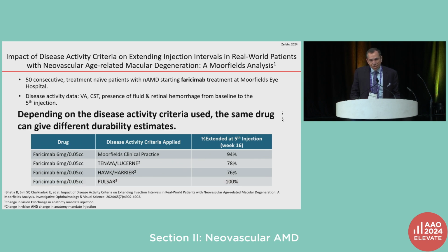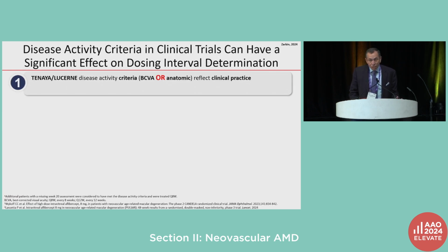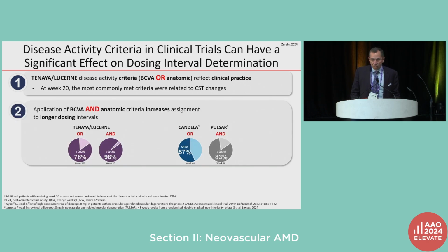And the point I'm trying to make is that depending on the disease activity criteria that we use, the same drug can give different durability estimates. In this case, it was faricimab. So in Tenaya and Lucerne, a disease activity criteria which allowed either a change in vision or anatomy to mandate an injection, I think more closely resembled routine clinical practice. And in the majority of cases, it was the OCT that drove the decision. And that's, I think, also reflective of how we normally practice.